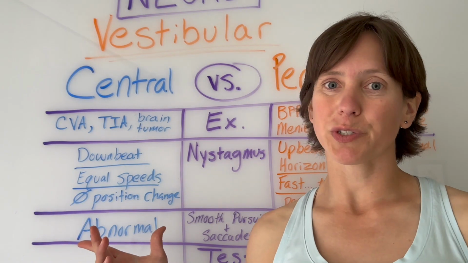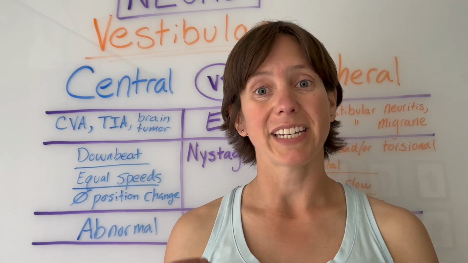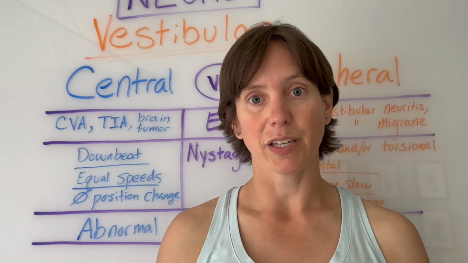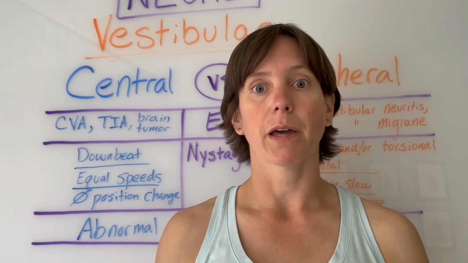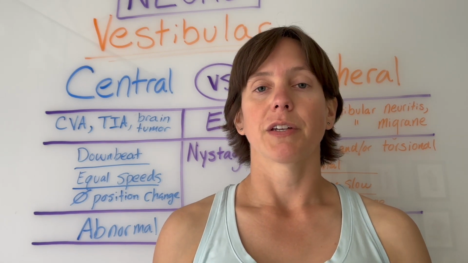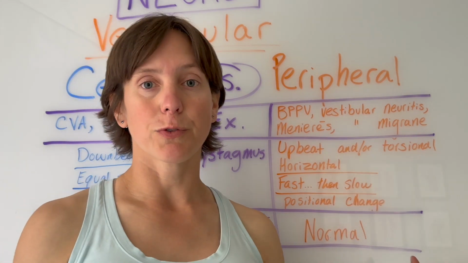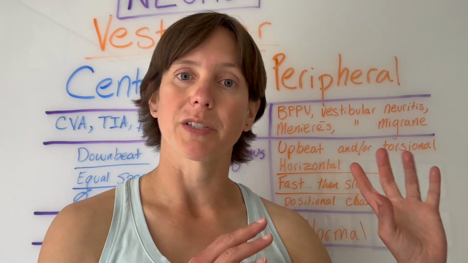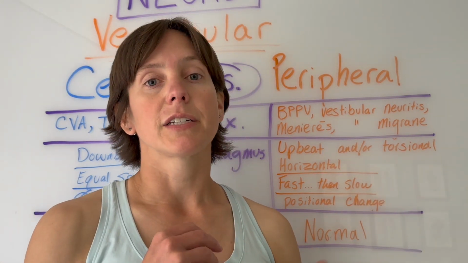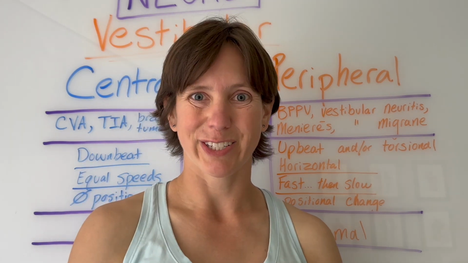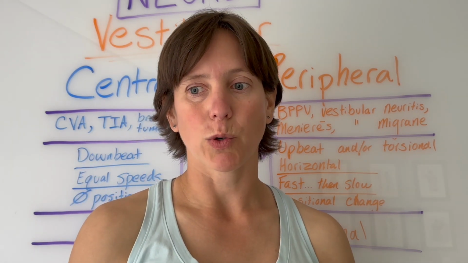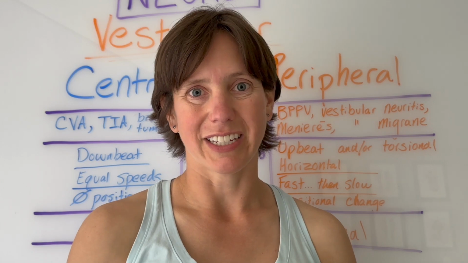When it comes to central disorders, the main test they use is called HINTS plus, which stands for Head Impulse, Nystagmus, Test of Skew, plus hearing loss. And then as far as peripheral disorders, there's multiple depending on the semicircular canal, and those consist of Dix-Hallpike, supine roll test, and straight head hanging position.